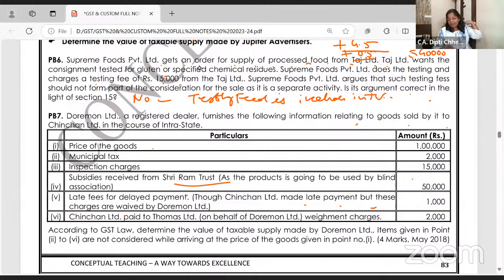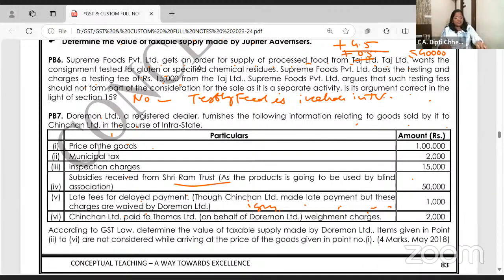Very important point I am telling you. Ma'am, you did say that late fees, penalty, all will be included in GST. Yes, it's right, it will be included. But if the late fee is charged by Doraemon to Sinchan, but it is waived off, then it is ignored. I hope you are getting it.